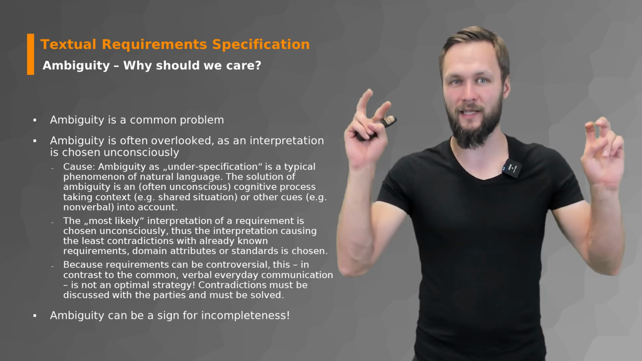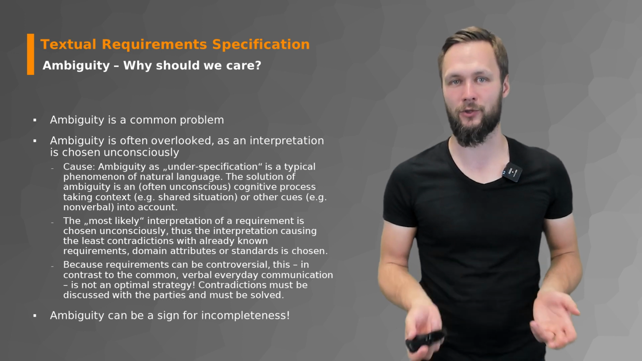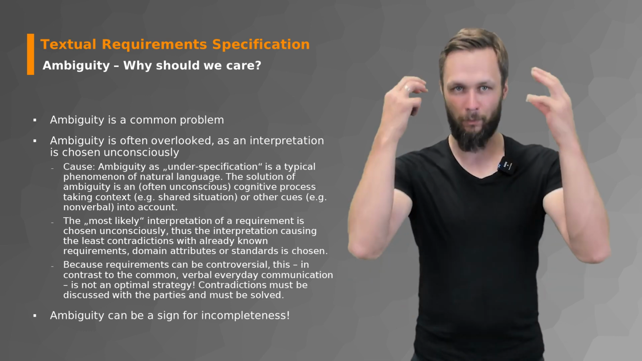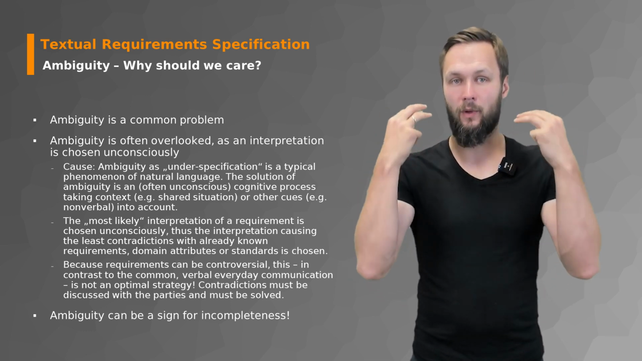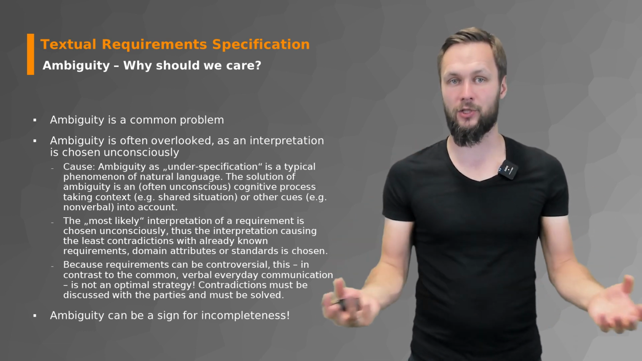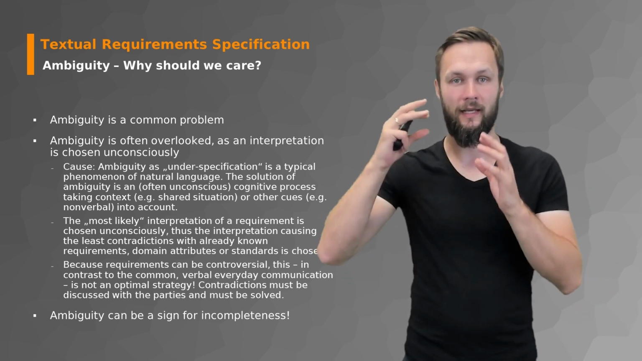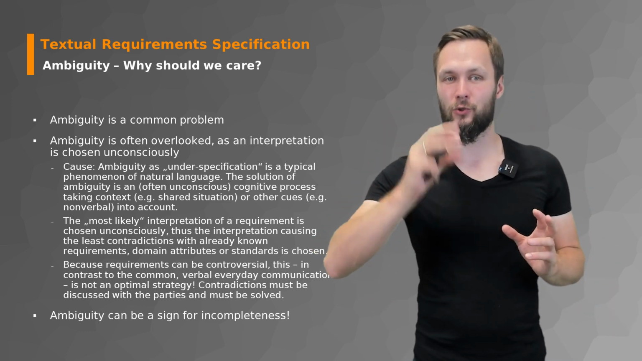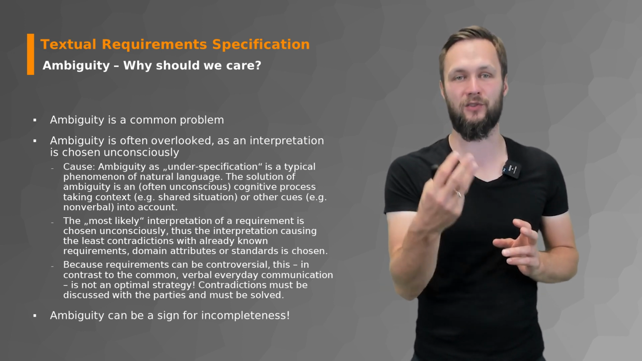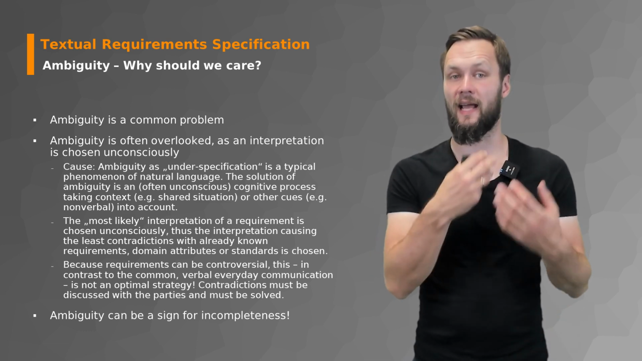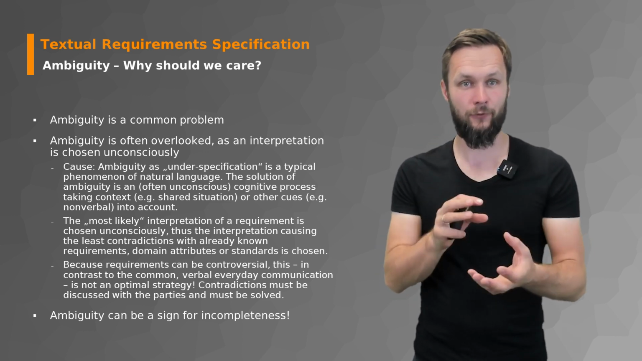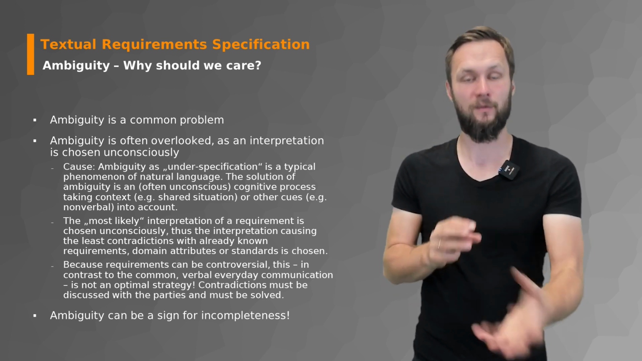So the most likely interpretation of a requirement is chosen unconsciously, thus the interpretation causing the least contradiction with already known requirements. So based on what you have in your mind about how you understand the problem, how you understand the system, and all the other extra knowledge that you might have from your background, you use those to choose to understand a problem or a requirement with the least contradictions so that it makes most sense to you. But for a different person who might have a different background and a different understanding of the system, there might be a different solution that makes more sense.